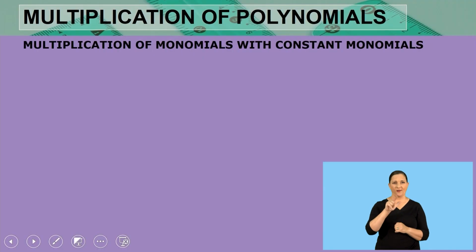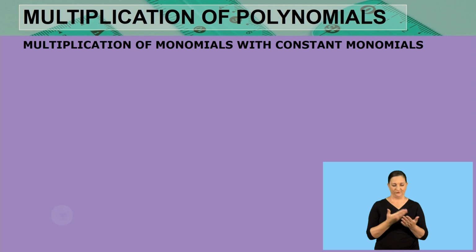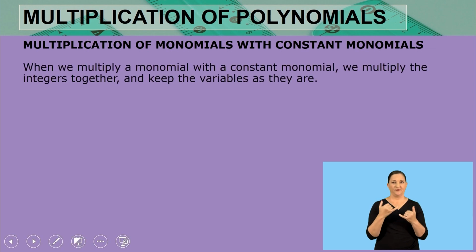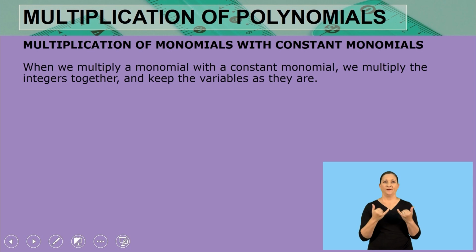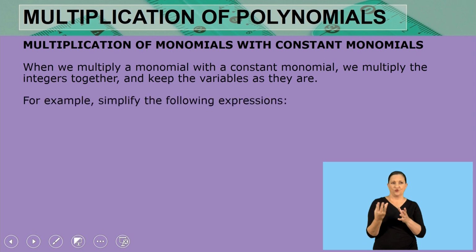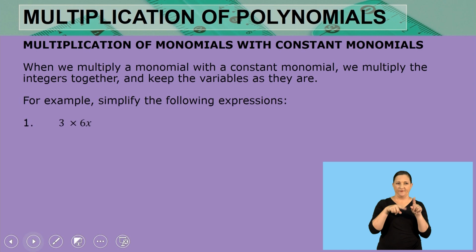So now we are going to go into the first focus of our lesson, and that is multiplication of polynomials. We are going to start here with multiplication of monomials with constant monomials. When we multiply a monomial with a constant monomial, we multiply the integers together and keep the variables as they are. So for example, let's simplify the following expression.